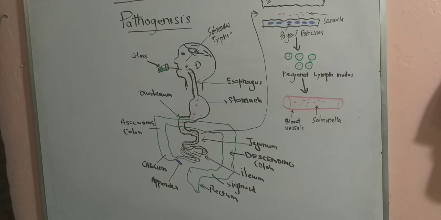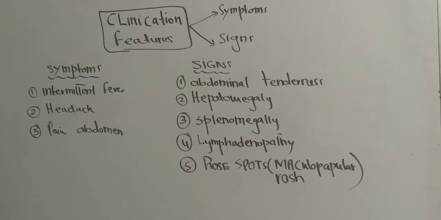The clinical features or clinical presentation of a patient with enteric fever is broadly categorized into the symptoms with which the patients come to the hospital and the signs which doctors find or elicit on physical examination. So what are the typical symptoms with which patients present to the hospital emergency department or OPD? These are intermittent fever, headache, and abdominal pain or discomfort.